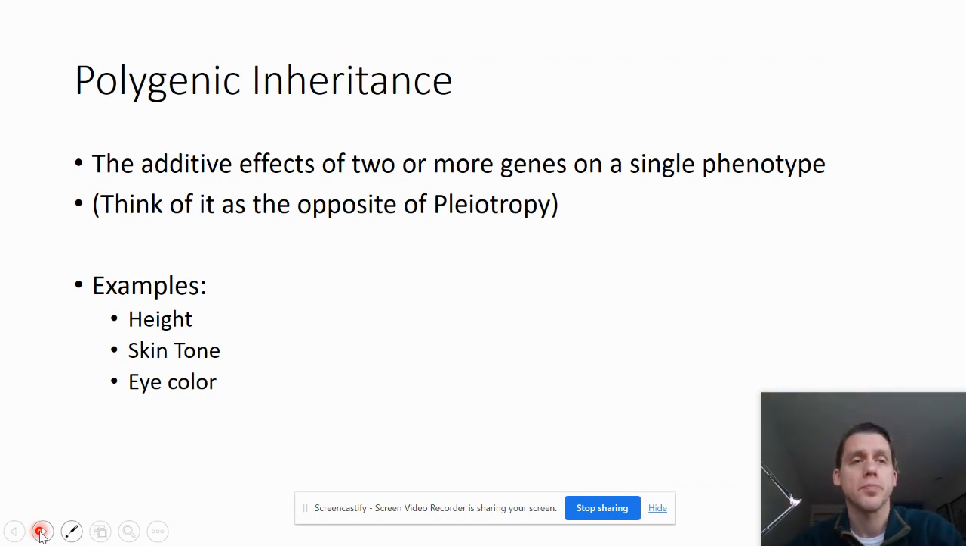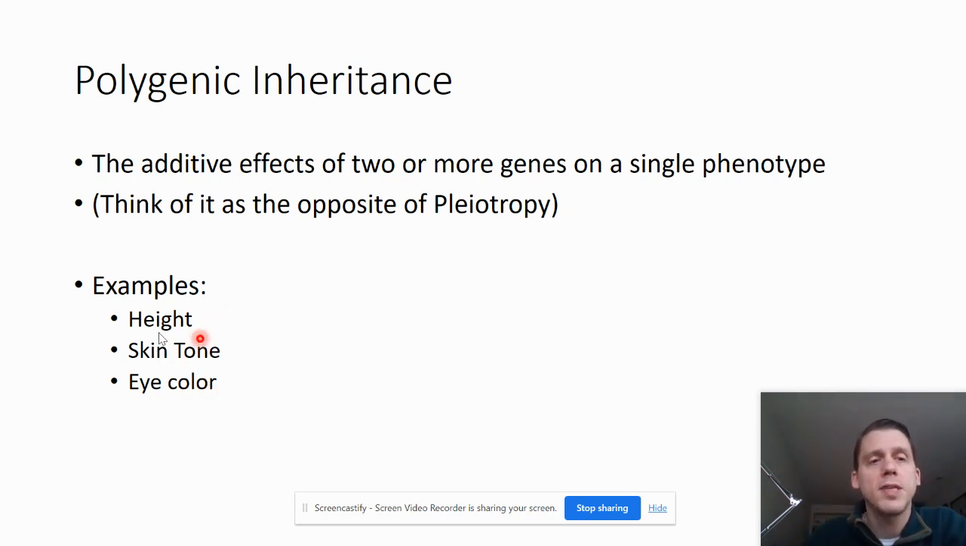Another example of genetics that's different from what we've learned is polygenic inheritance. Polygenic inheritance is when there is an additive effect. That means there are usually two or more genes affecting a single phenotype. It's kind of the opposite of pleiotropy. It's several genes making one trait. An example is going to be height, skin tone, eye color.